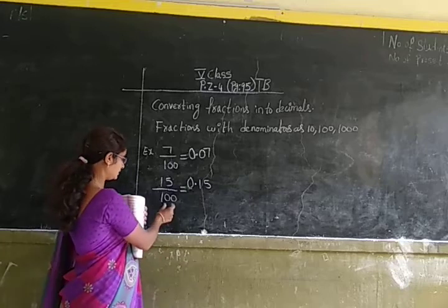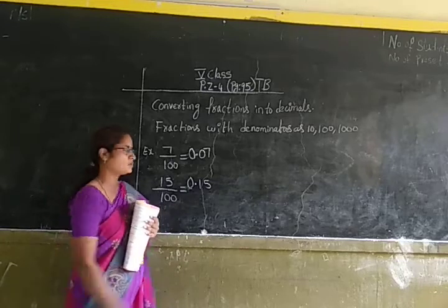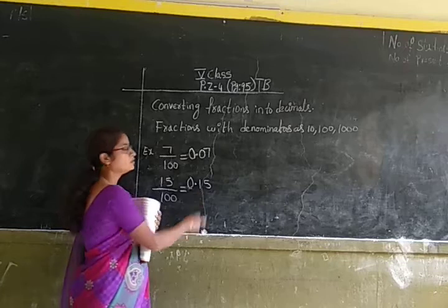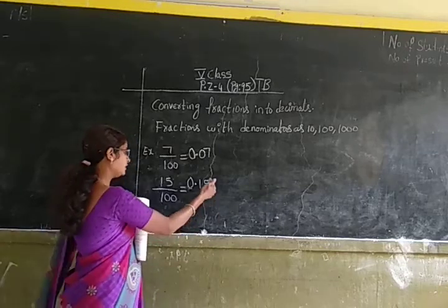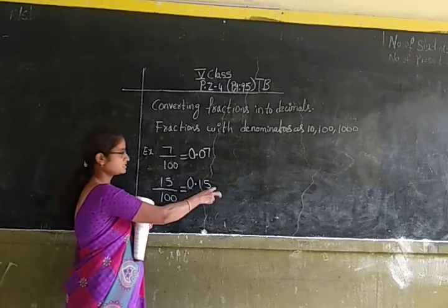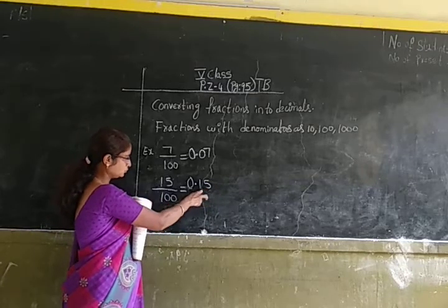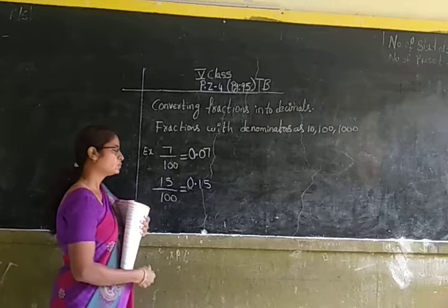Did you understand children? In the denominator you are having 2 zeros. So you have to put a point after 2 digits. 1, 2. So you have to count the digits from right to left. 1, 2. So you have to put a point after 2 digits.